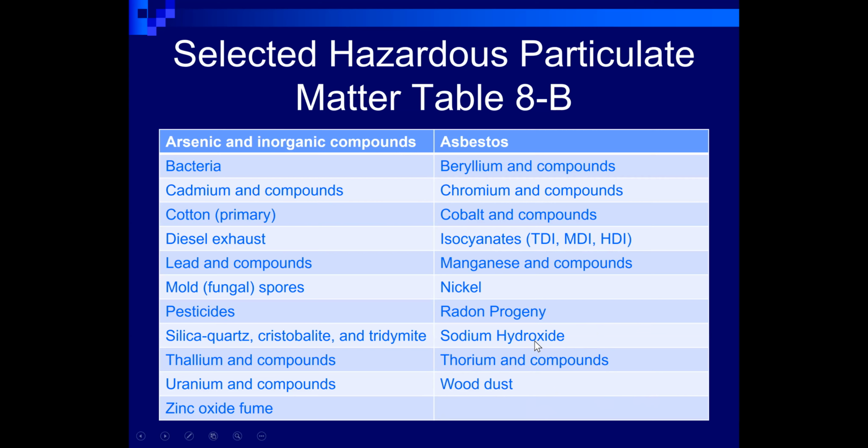Sodium hydroxide, which is a strong caustic material. Silica: quartz and cristobalite and tridymite, which are other crystalline versions of silica. And kind of a list of things that we can talk about.